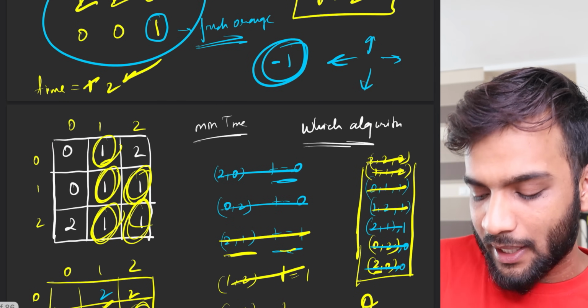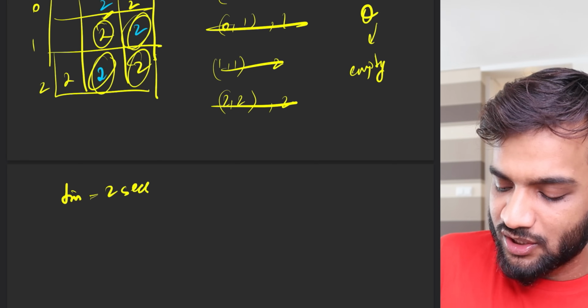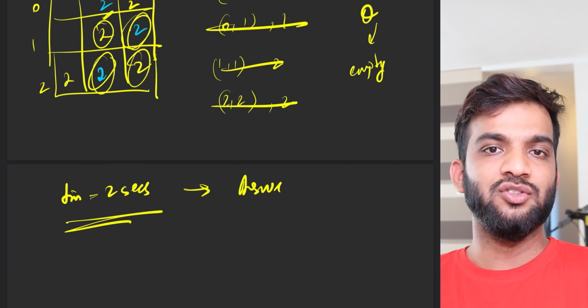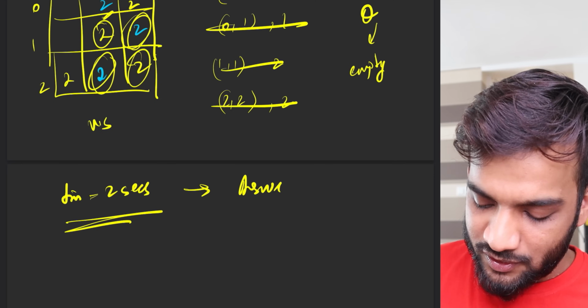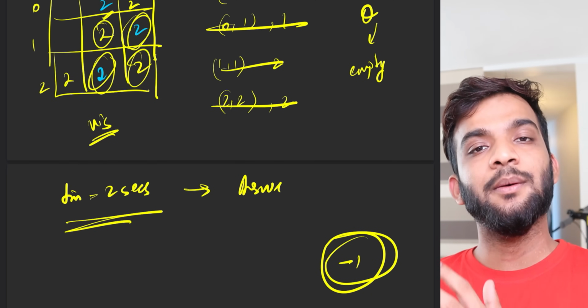And what is the maximum time I took? The maximum time I took was 2 seconds. So this is going to be my answer. If any of the fresh oranges were not rotten in the visited array, you could have easily printed -1.